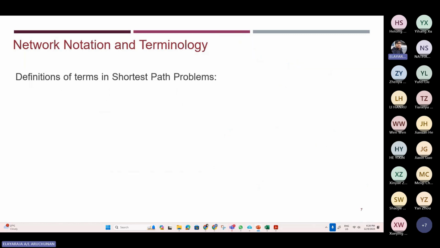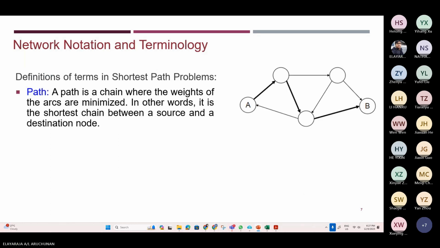Moving on further, we need to know another term called path. Path means a chain. The path is a chain where the weight of the arcs is minimized. In other words, we also call it the shortest chain between the source and the destination node. For example, from A to B, this is A to B.